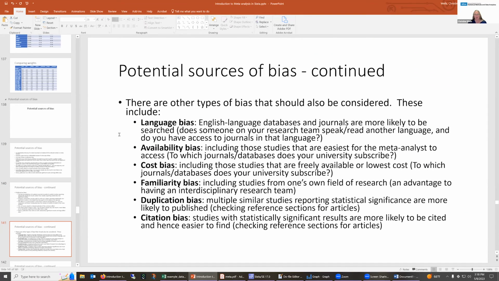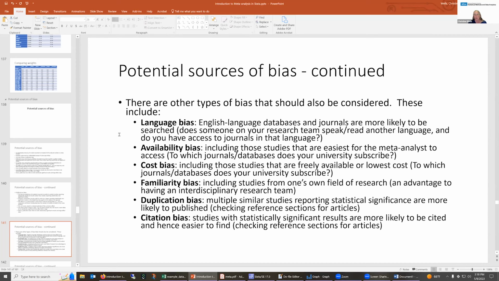Other potential sources of bias. So we've discussed some of this: language bias. There's a bias that the English language databases and journals are more likely to be searched. And that's true not only in the United States. Honestly, that's true in a lot of countries where English is not the language of the country, but that just happens. So we need to be aware of that.